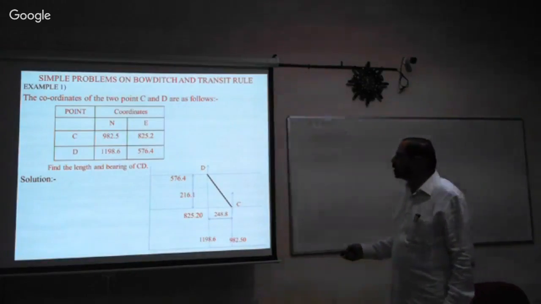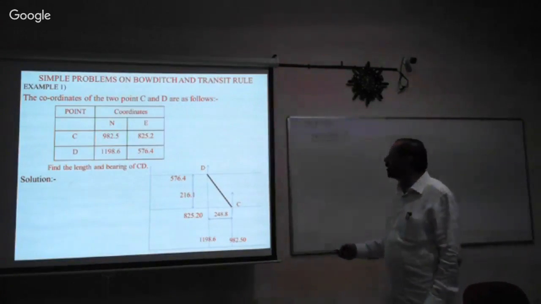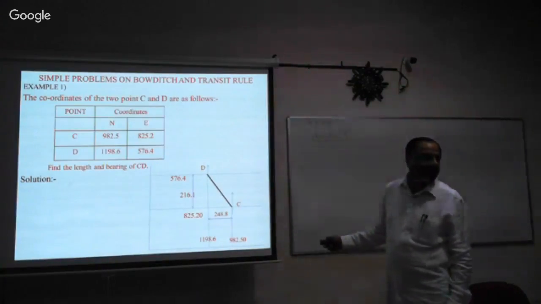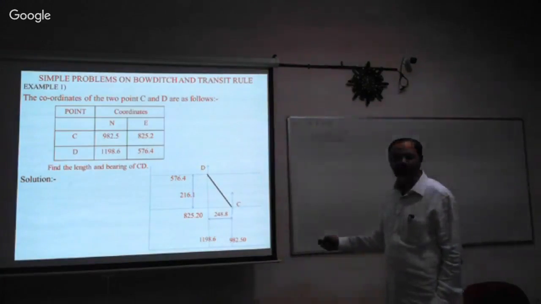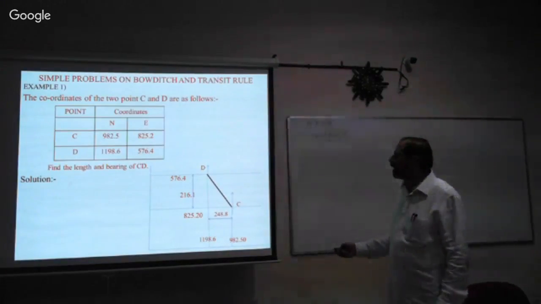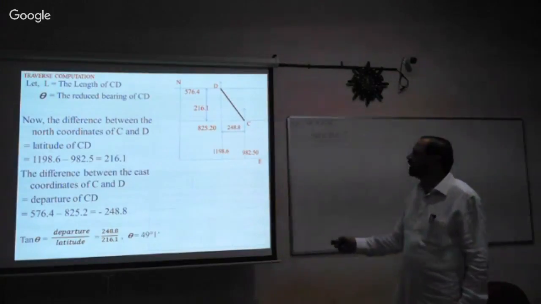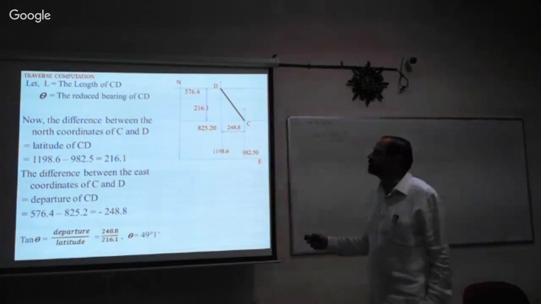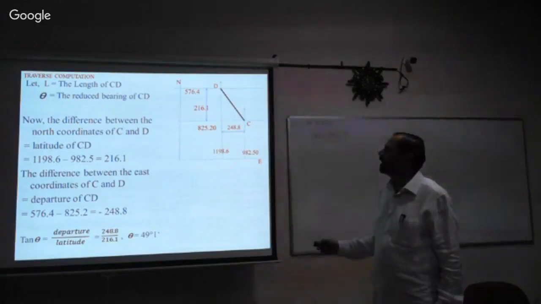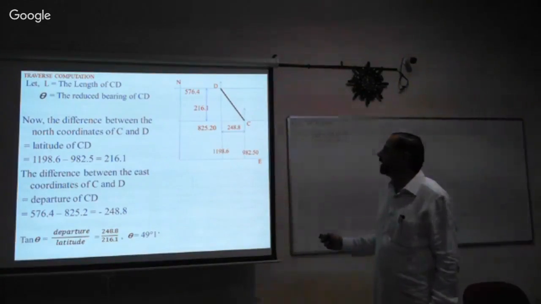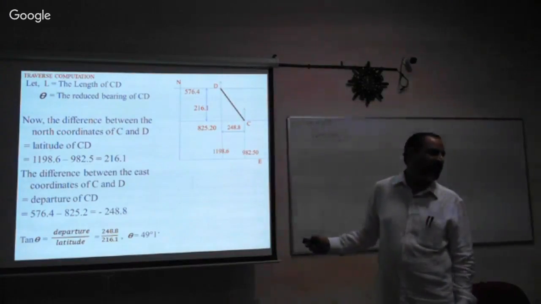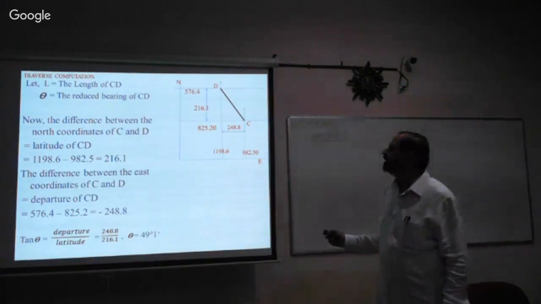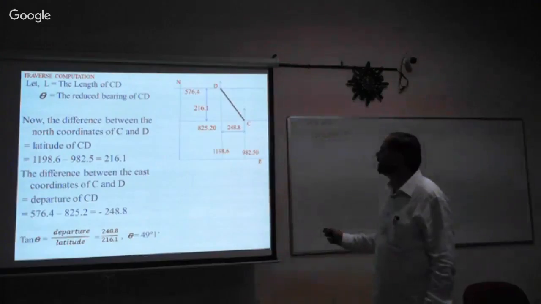Now how to solve this problem? Our problem is to calculate the length and bearing of the line CD. Let L be the length of the line CD and theta be the bearing of the line CD, from here to here.